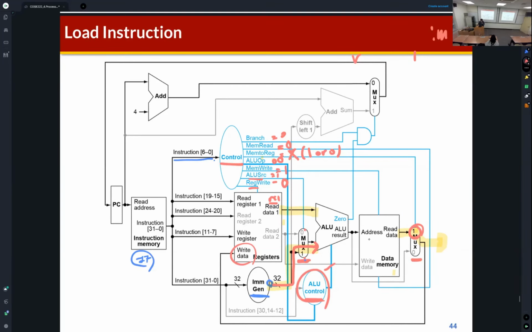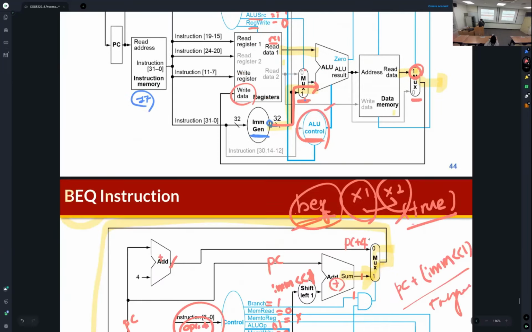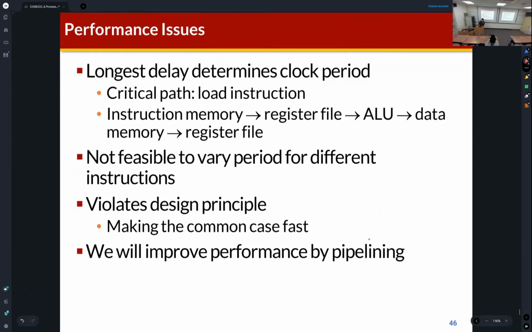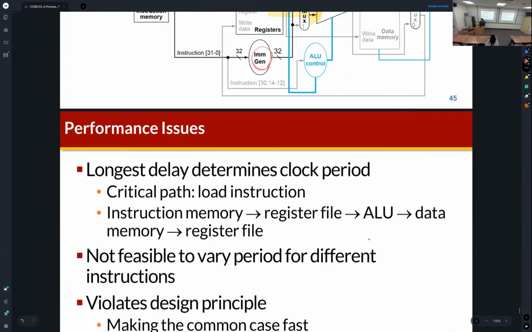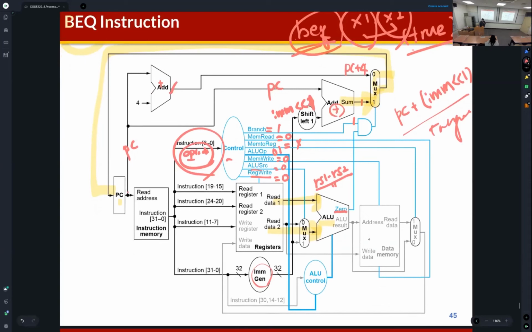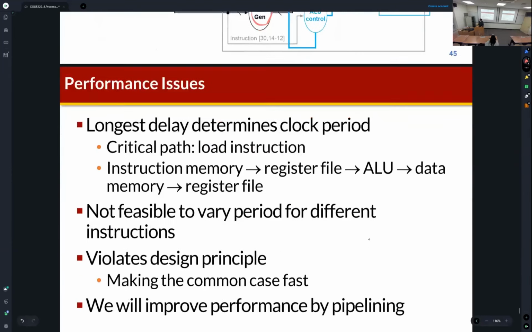Okay. So I hope you can understand how control signals are decided by the control unit. So this is the single cycle RISC-V processor. This means that this processor can execute a single instruction every cycle, every clock. And then, what is the issue?